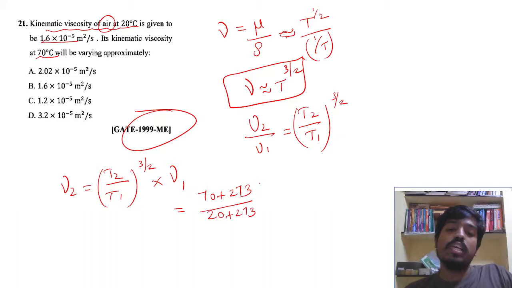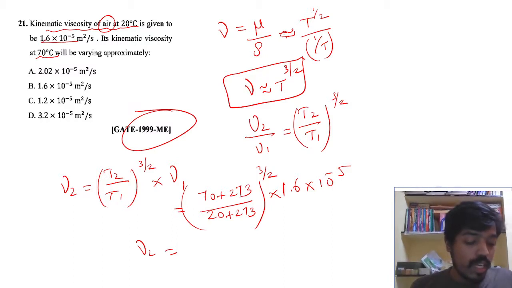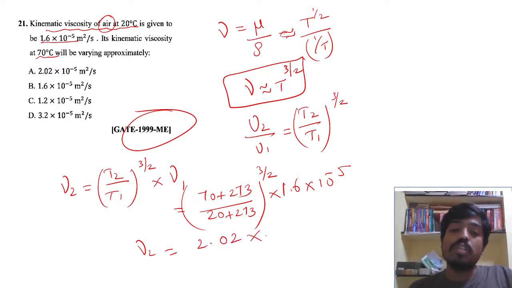20 plus 273 the whole to the power of 3 by 2 into 1.6 into 10 to the power of minus 5. What is mu2? I am using the calculator. 20 plus 273 divided by 20, the whole to the power of 3 by 2, into 1.6. So the answer I have is 2.02 into 10 to the power of minus 5. Answer is A.